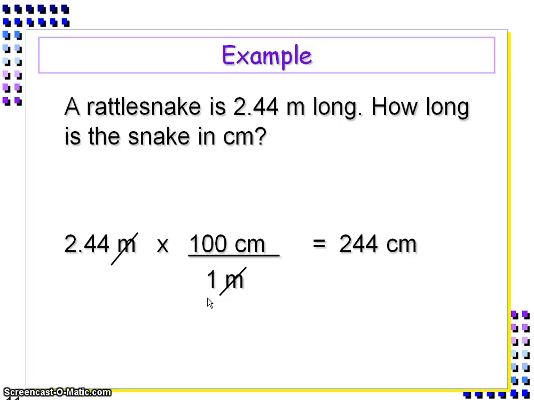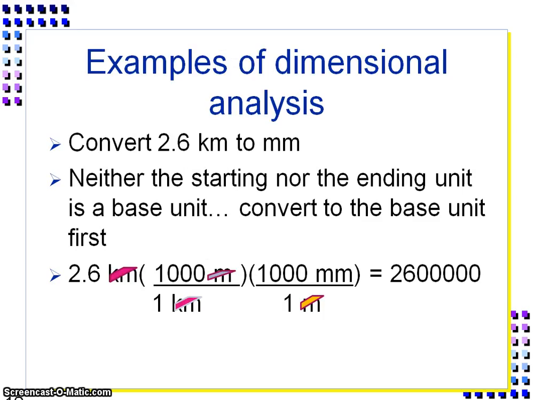It only needed one step to solve. You can also do problems that are more than one step. Now, if my question says convert 2.6 kilometers to millimeters, I've got to stop and think for a second. Kilometers and millimeters, neither one of those is the base unit. Meters would be the base unit for length. So you've got to think, I can't go straight from kilometers to millimeters. Every problem has to go through the base unit.